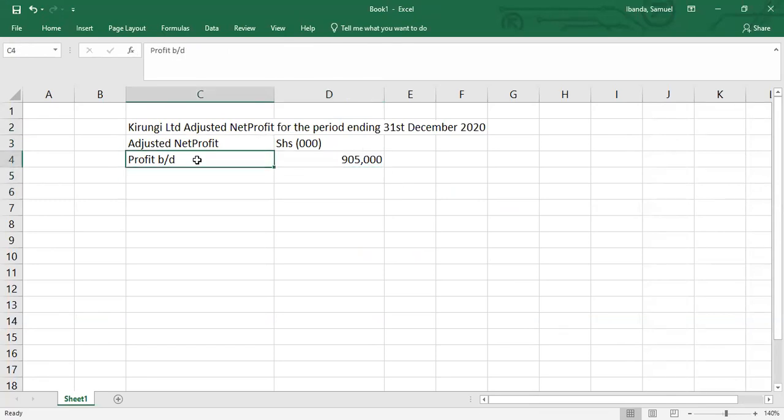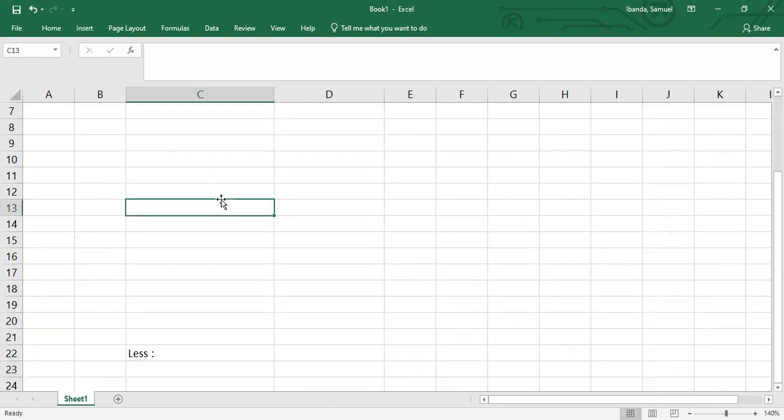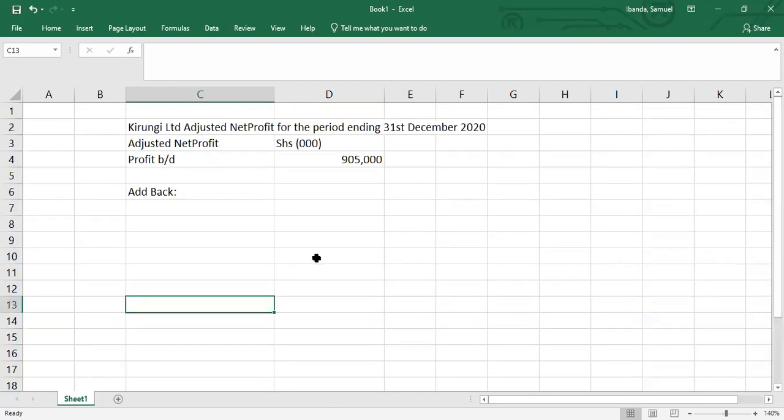Now, when we are adjusting this net profit, of course, we have items that we are going to add back, and then we also have items that we are going to less. Okay, I just created some space there to make sure that I can add and less according to what I have.